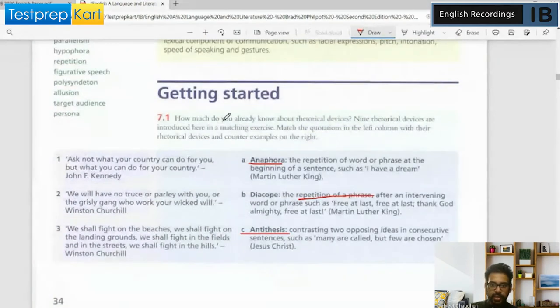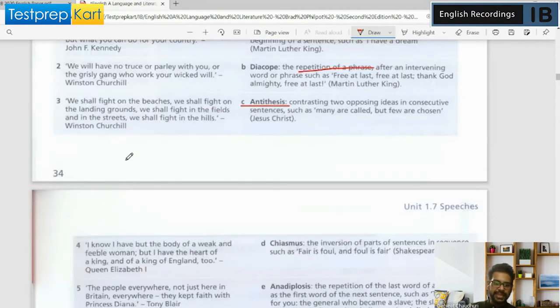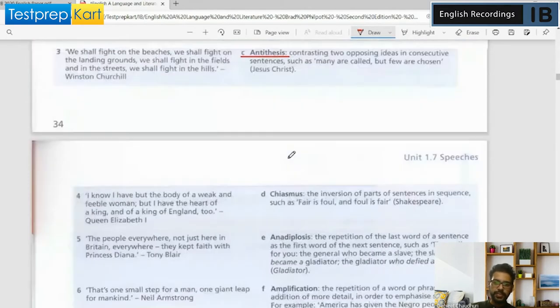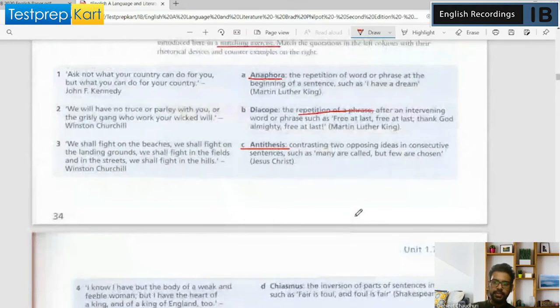Let's just read one second. How much you already know about rhetorical devices? Nine rhetorical devices are introduced here in the matching exercise. Match the quotations in the left column with the rhetorical devices and counter examples on the right. So an anaphora, out of all these nine, which one is an anaphora? Have a look at all the nine in your book. And tell me out of which of these nine sentences, which one is an anaphora? The first type. Repetition of word or phrase at the beginning of the sentence.